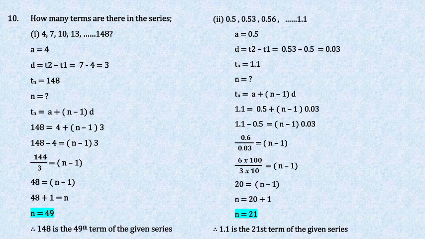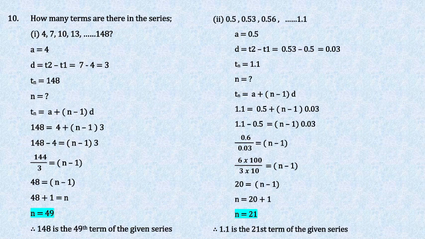Consider A as 4, D as T2 minus T1, 7 minus 4, that is equal to 3. Then the value of Tn is 148, N is equal to question mark. As 148 is a term of the sequence, the value of N will be a whole number. You need not cross check because 148 is a term of the sequence, it is accepted. We only need to find out which term it is, whether it is the 8th term or 9th term or which term, the number of the term should be calculated.